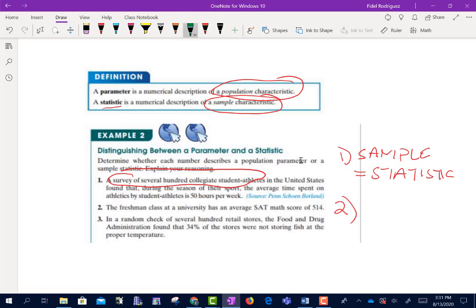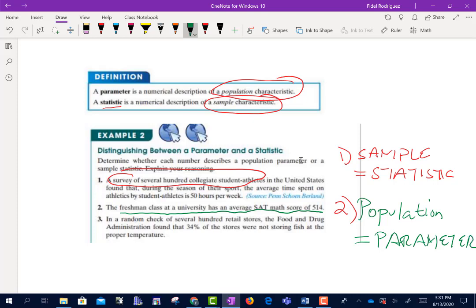Okay. So now take a look at number two. Number two says the freshman class at a university has an average SAT math score of 514. Which class? The freshman class. Part of the freshman class? No, the entire freshman class. Since they're talking about the entire freshman class, they're talking about population. So because they're referring to the population, this is a parameter, okay? So guys, one of the easy ways to kind of figure this out: sample, statistic; population, parameter.